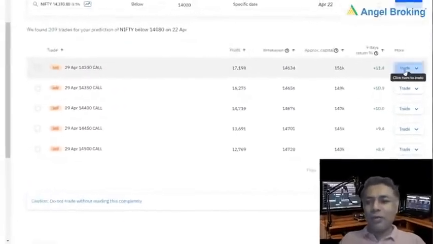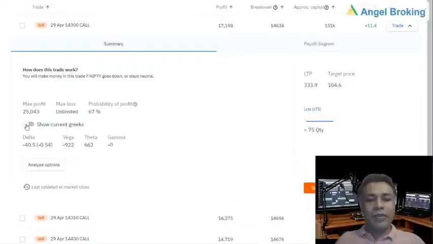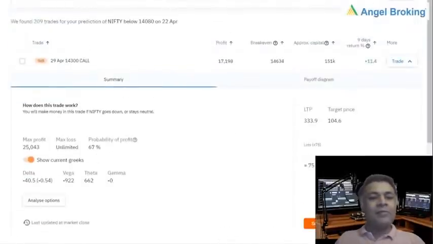And once you expand this, you can see the maximum profit, the max loss, and the probability of profit. If you're somebody advanced, you can see the Greeks, you can see the payoff diagram, you can do several things here, and you can of course do the trade with a single click from here, or you can do a virtual trade. I'm not clicking on this because I don't want an after-market order to go right now, but you can click it and figure it out.